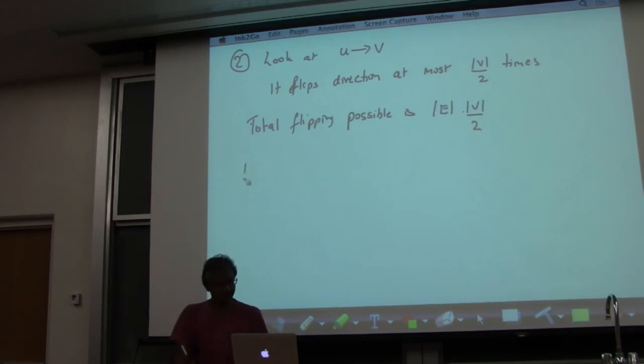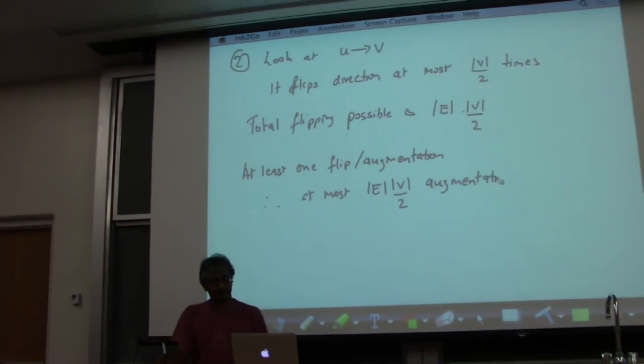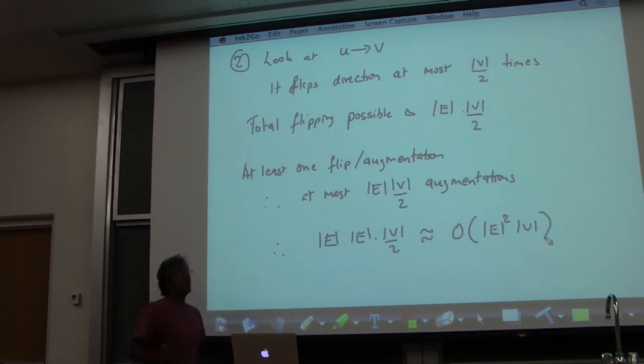is at least one flip per augmentation. Therefore, at most E times V/2 augmentations, and therefore the algorithm now runs in time E times E times V/2, which is basically E squared V. No reference to flow at all.